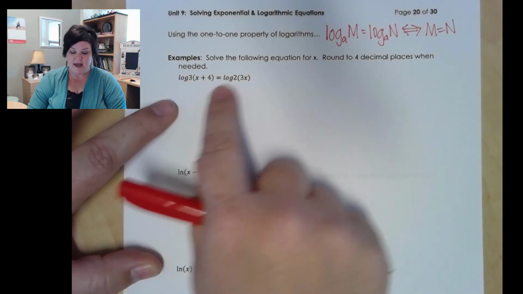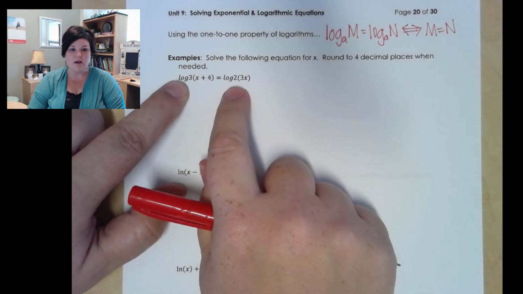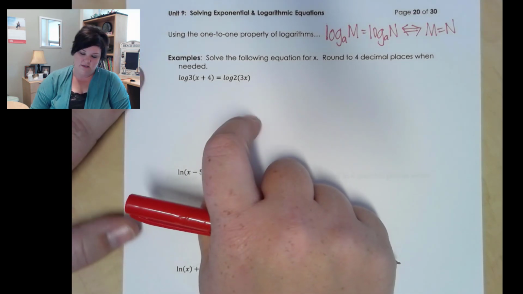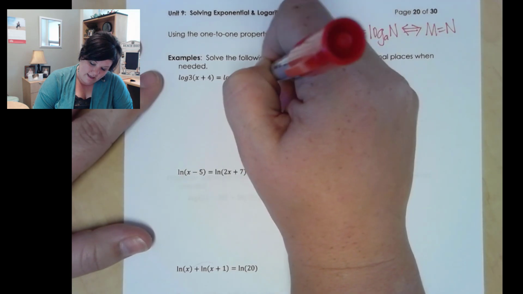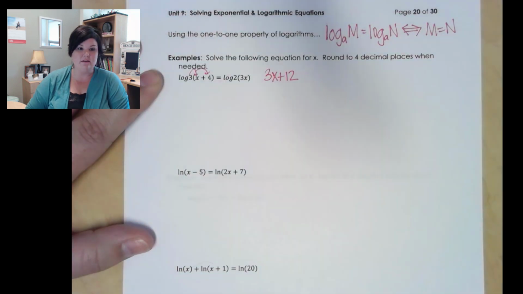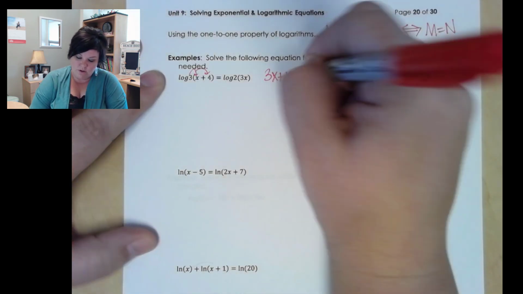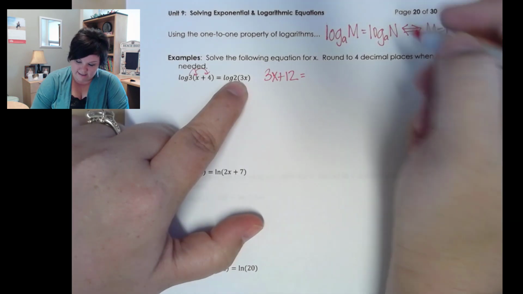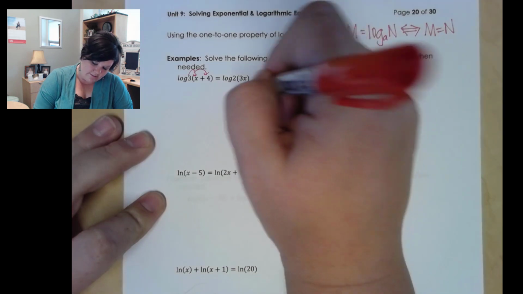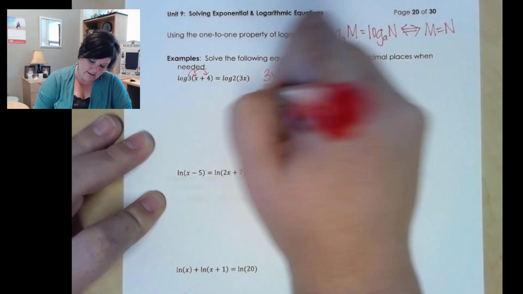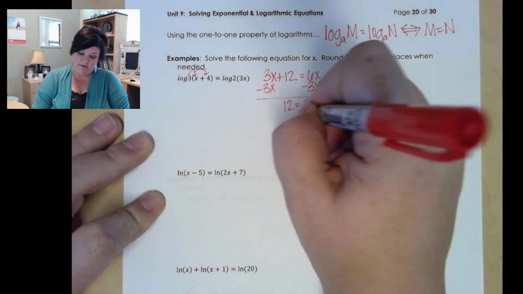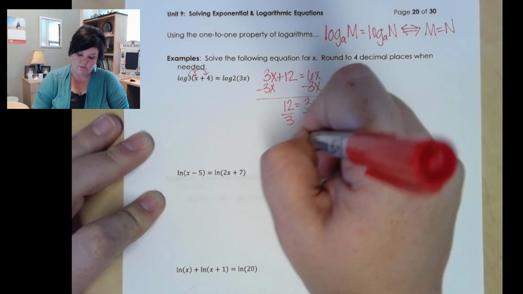So on this first one, I have a common log is equal to a common log. There's no coefficients. It's a true statement. So I can just drop the logs. So this leaves me with 3x plus 12. I'm just going to go ahead and distribute that 3 in. Okay, is equal to, when I distribute what's inside this log, I get 6x. Okay. And now this is something I can easily solve. I subtract 3x from both sides. So I get 12 is equal to 3x. And then I divide off my 3. So I get x equals 4.